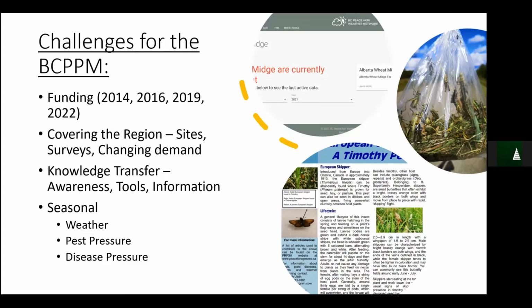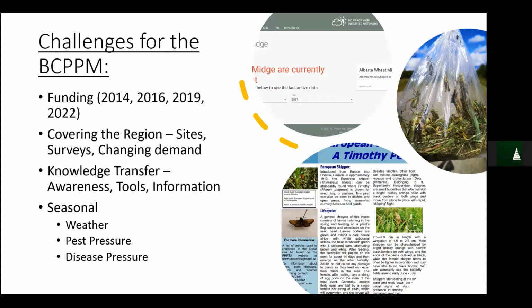But with the Peace region being so big, I think it takes up about 1/3 of the province, we have trouble covering the region with the number of sites and surveys. And there's always the changing of demand. There are new crops being introduced every year. I think the latest ones are faba beans, which I've seen growing up here last year. And there are some guys trying to grow a few other crops that have been mostly stuck in Saskatchewan and the southern areas. So it's always nice to see, but it also means that we have to expand our monitoring for some pests that are more specific to them as well.